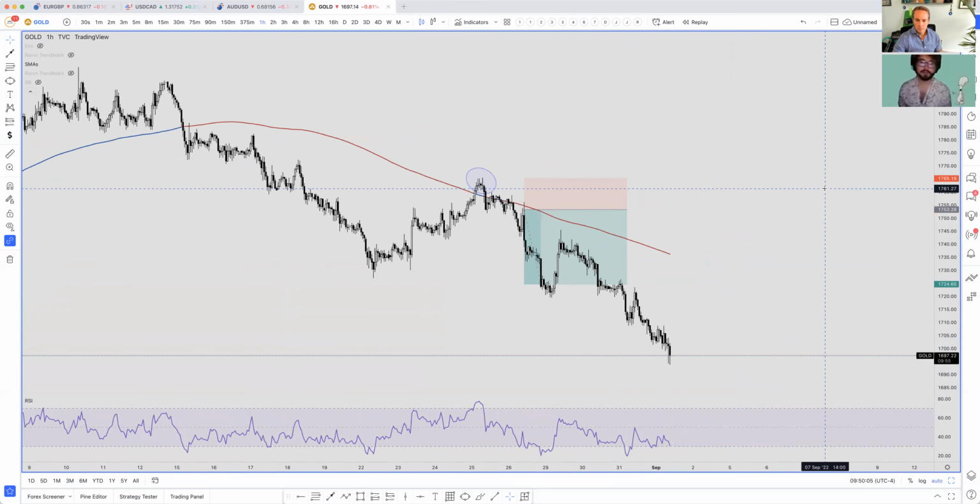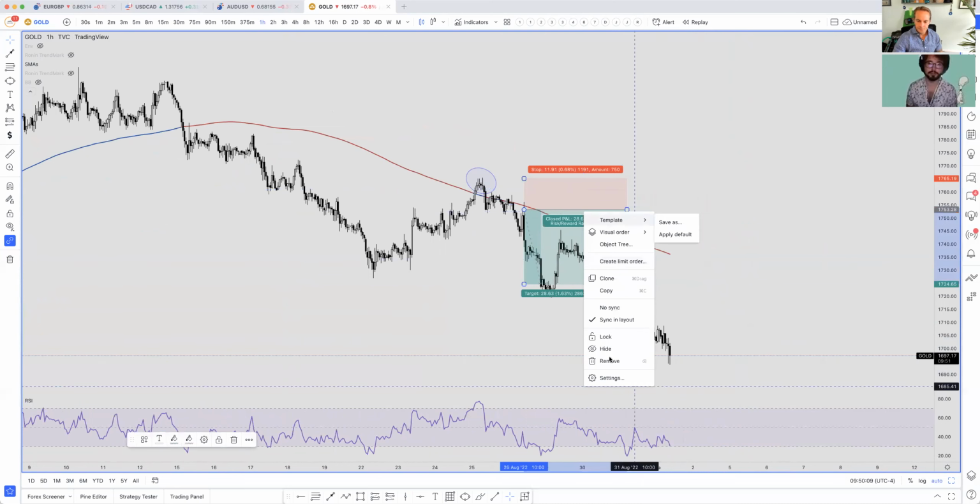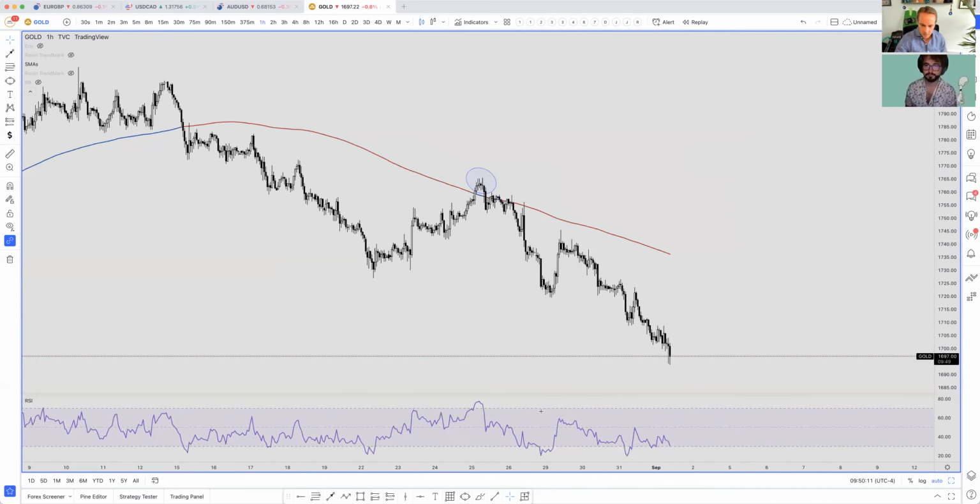Price moves back down. You can use it as an area of entry or a confirmation of your short continuing down. And so now, just tying these two together.